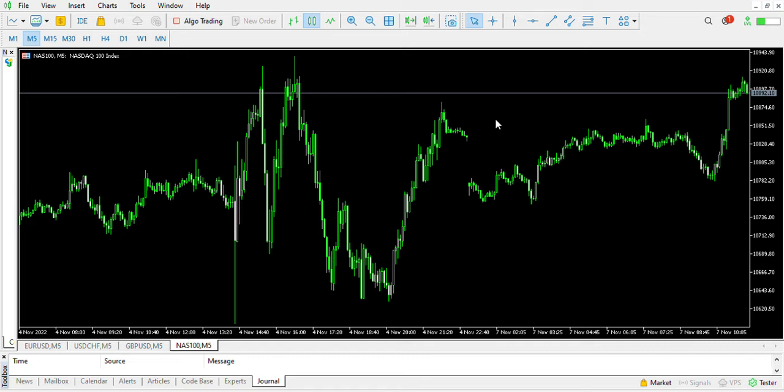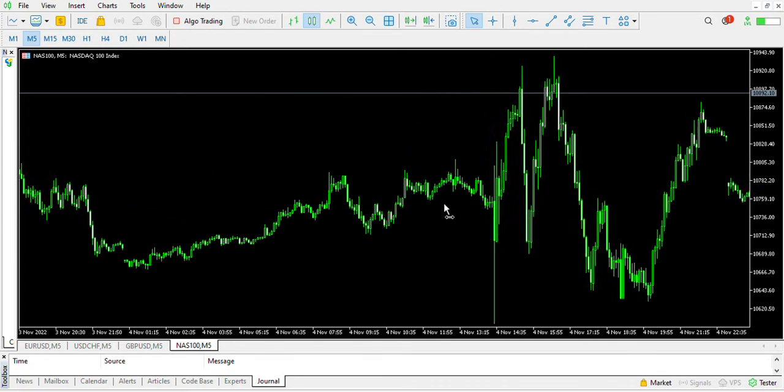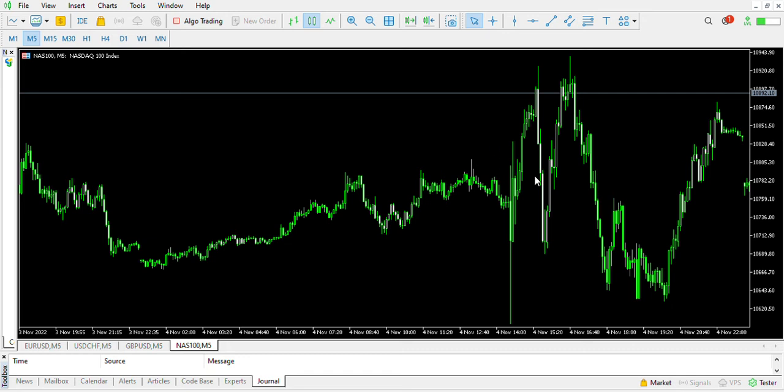So what we're going to do is some backtesting, and I'll show you how I apply my supply and demand scalping strategy onto the Nas100 index. What we're looking for is some aggressive buying and aggressive selling from consolidation. We've got some here, but this is too choppy. It's not something I would trade.